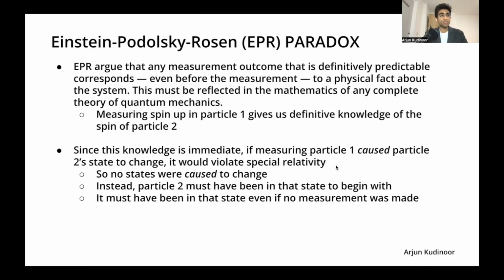Now, because special relativity doesn't allow us knowing about one of the spins to cause the other spin to change, that can't have happened. So none of the states were caused to be changed. Instead, a resolution is that the second particle, the red particle, must have been in the up state to begin with. So it must have been in that state, even if no measurement was made. Because if we had made a measurement, there's no way that the state would have had time to change. Okay, so it must have started in the up state and must have been in there when we made our measurement.